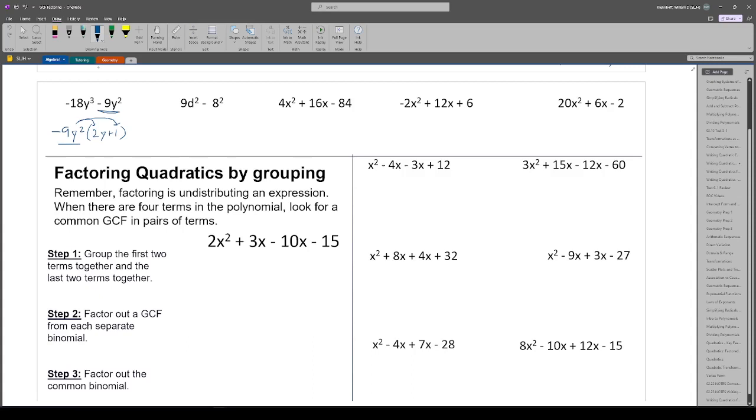Second one, we can't actually factor anything because 9 and 8 have no common factors, or 9 and 8 squared. And d squared, there's no d's over here, so they don't share anything. So this actually can't be factored at all. It's just 9d squared minus 64, but 9 and 64 have nothing in common.